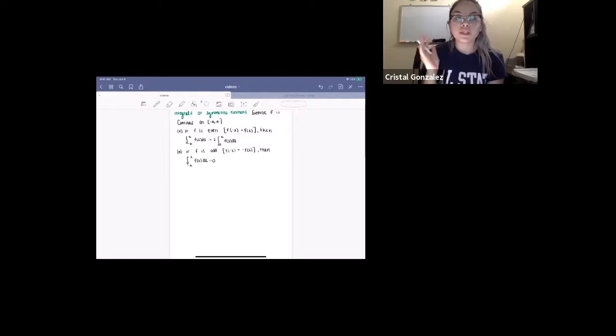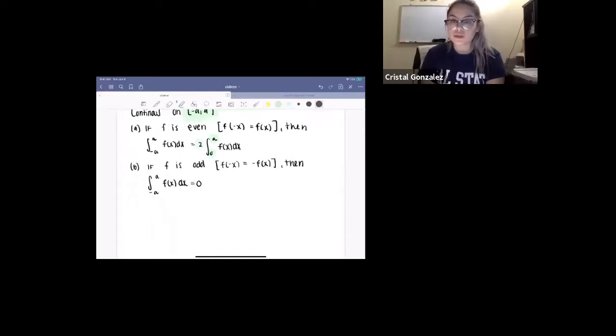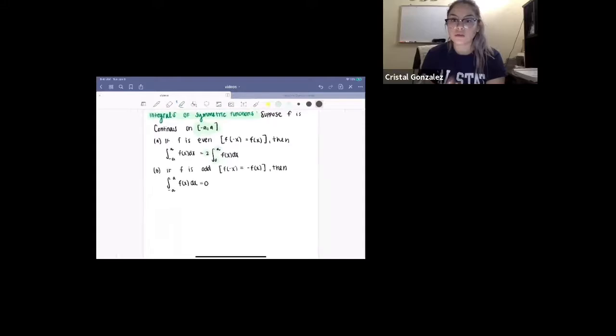Okay, and then the last thing we're going to talk about in this section is integrals of symmetric functions. We've talked about symmetric functions before. Remember that we have even, odd, and periodic functions. The good thing is that there's a really nice thing that happens when you're integrating from negative a to a, so let's say between negative 1 and 1. If your function is even, then all you have to do is go from 0 to a and multiply by 2. So this is what the integral of a symmetric function is saying.